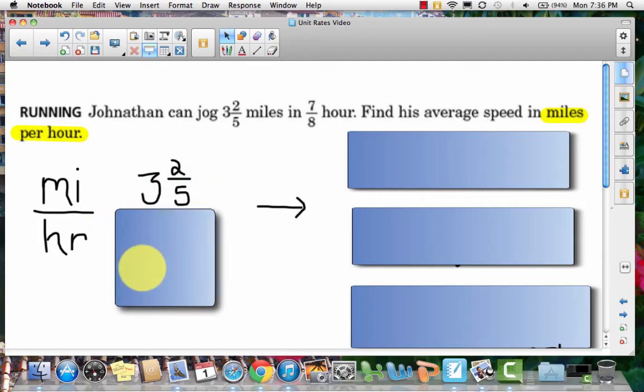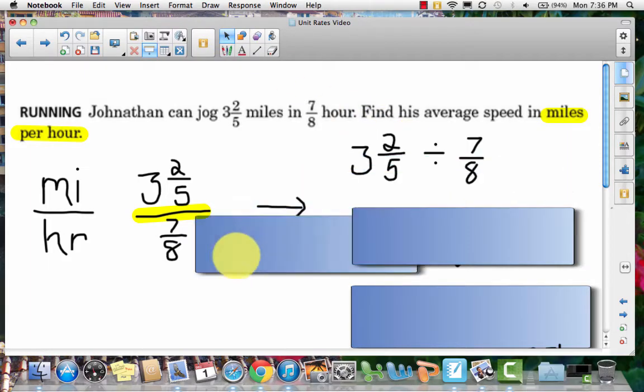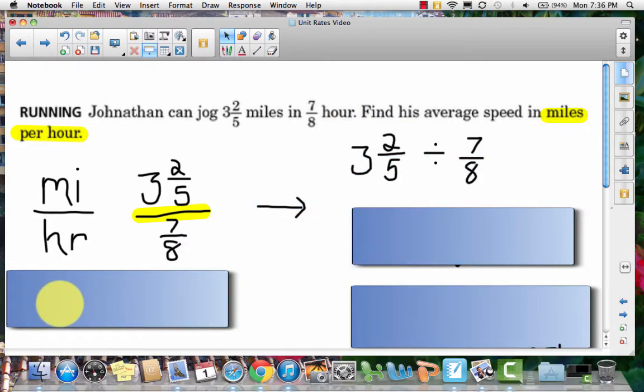So the first thing I did was take the two numbers given to me and substitute in 3 2/5 by miles and 7/8 by hours. Please remember that when you're dealing with a complex fraction, this line right here is really just representing division. So another way of reading this is 3 2/5 divided by 7/8.